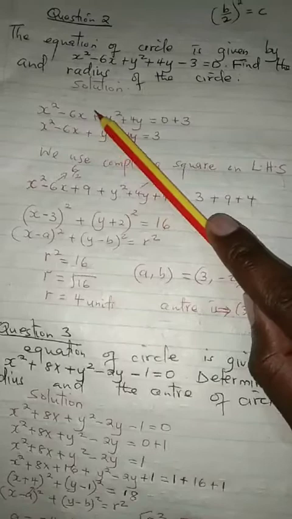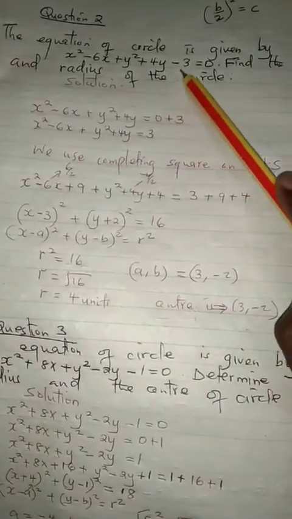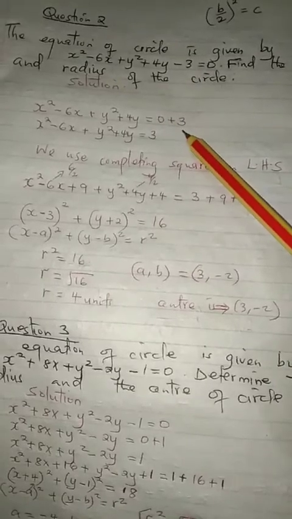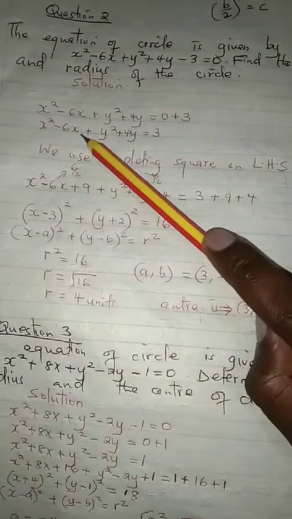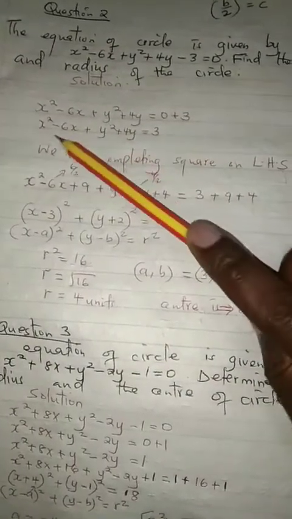We use the idea of completing the square on our left hand side. So the first thing, you take this -3 to the other side, and it becomes positive. So x squared minus 6x plus y squared plus 4y is equal to 3. Now we complete the square.